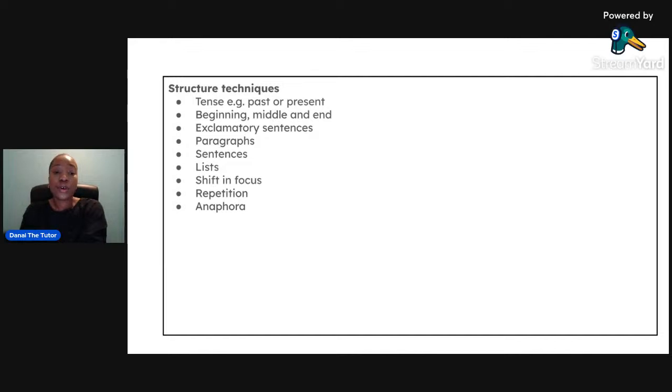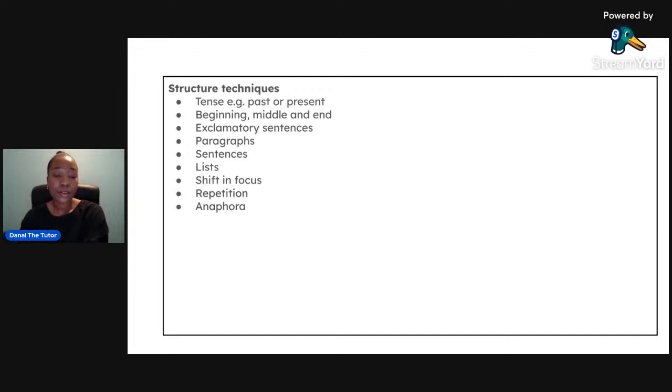Okay, so tense in terms of past tense or present tense, that's a structural choice. So if you've got a structure question, you can talk about the tense and the effect of that. The second bullet point, I said beginning, middle, and end. That links with the organization of events that we've covered. Exclamatory sentences, that's basically sentences that have an exclamation mark, okay? And you need to think about what the effect of an exclamation mark may be in a text.